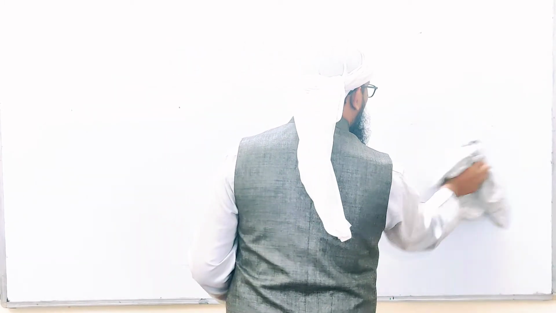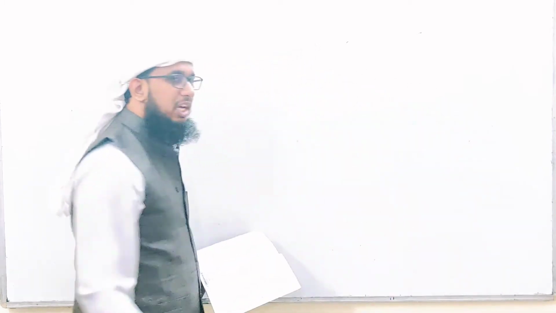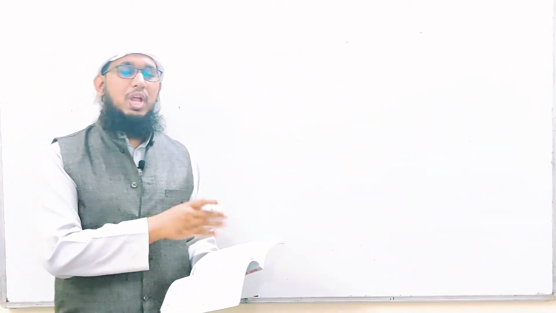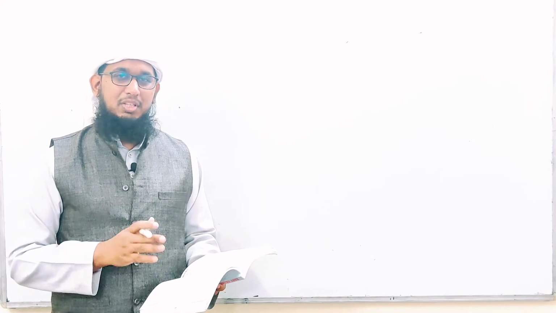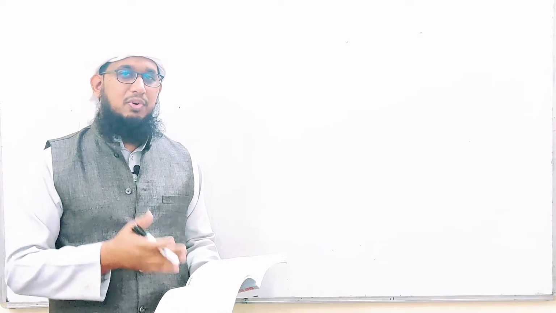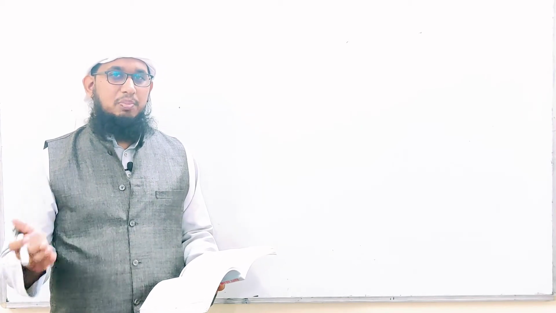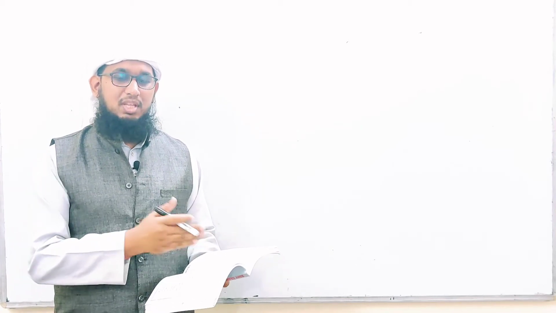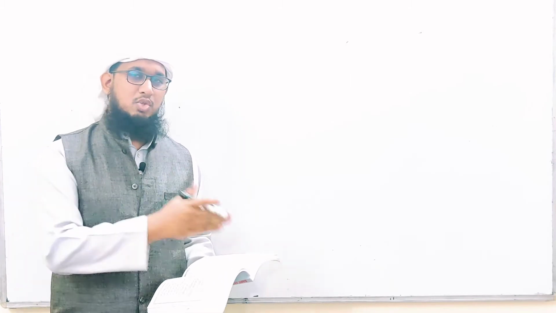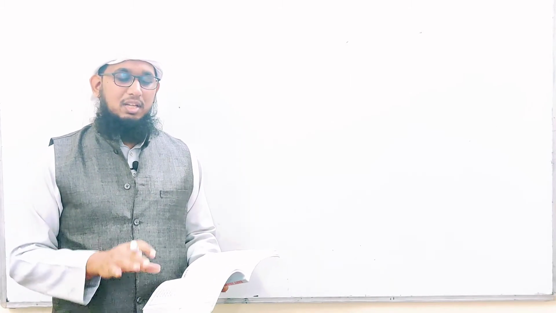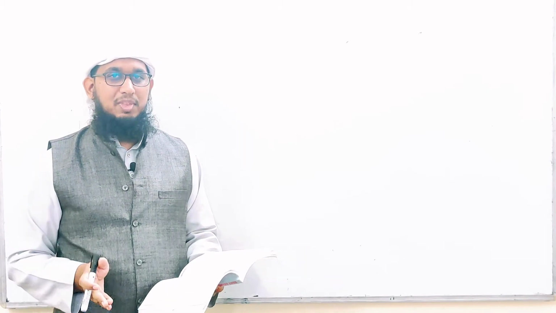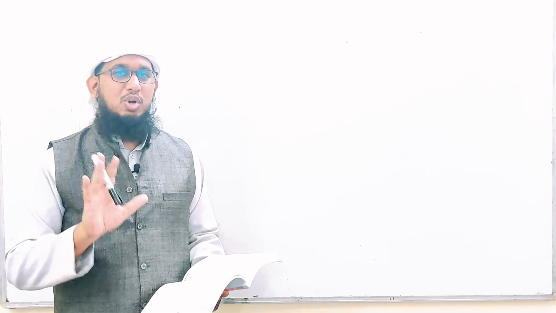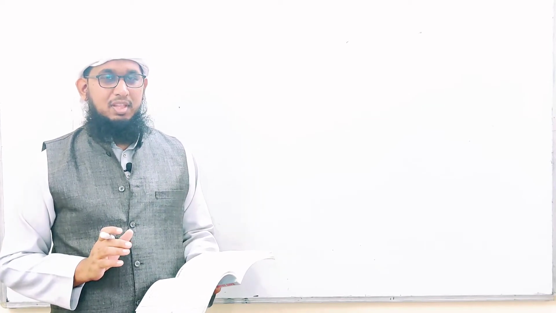For example, if a fi'al madi has 3 letters, then it will be called fi'al madi thulathi. For example, dhahaba. If it has 4 letters, then it will be fi'al madi ruba'i. 5 letters khumasi, 6 letters sudasi. Likewise, in fi'al madi itself we can make fi'al lazim and muta'addi, meaning some of the fi'al do not need a maf'ulun bihi. Some fi'al need a maf'ulun bihi.